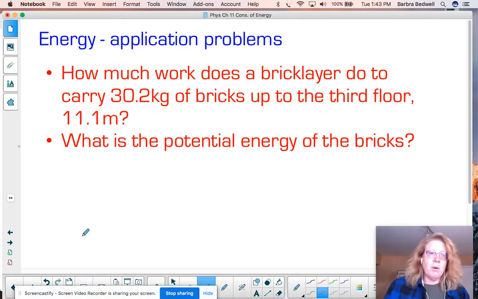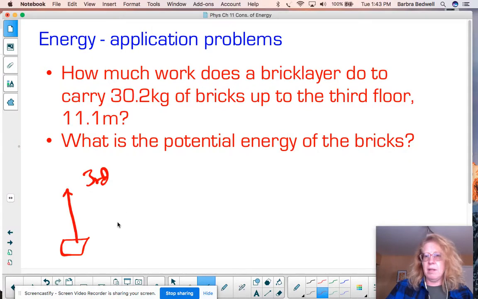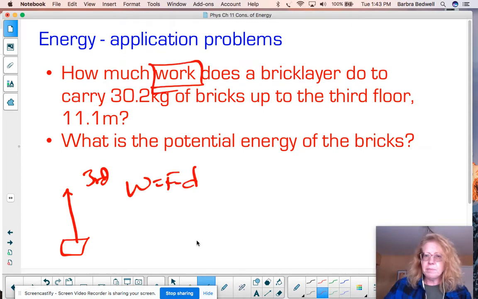So here we're going to do work, basically taking a load of bricks and trying to lift it up to the top, the third floor or something along those lines. Question number 1: how much work does the bricklayer do? Well, work equals force times distance. How do we do this? It doesn't look like we have enough information here to figure this out.